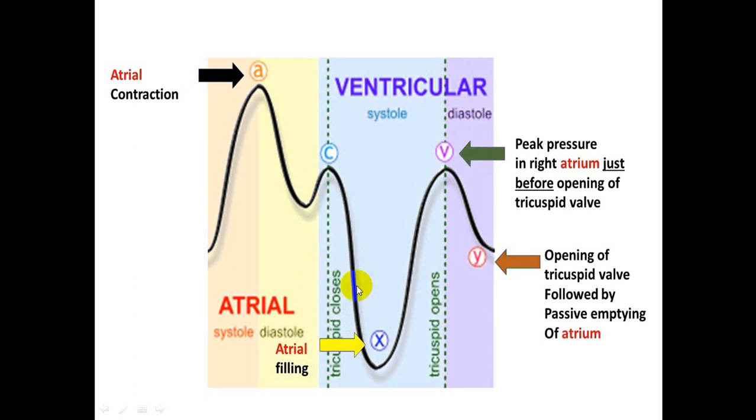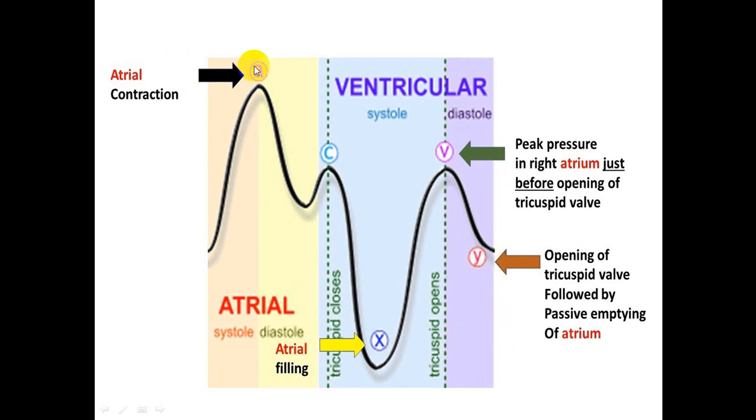During ventricular systole, a lot of blood is coming into the atria and building up pressure while the tricuspid is closed, so the peak pressure in the right atrium just before opening of the tricuspid valve at the end of ventricular systole gives a V wave. When the pressure is high and opens the AV valve, the filling of the ventricle begins, and the passive filling gives the Y descent. This is due to the opening of the tricuspid valve.